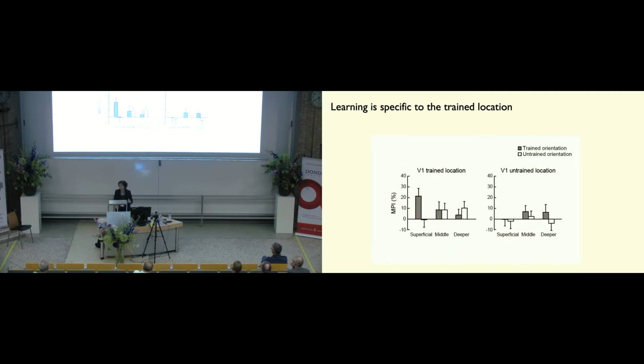Now, a signature of perceptual learning is also the specificity in location. So we also tested that. You see that the effect in the superficial layers is very much specific to the trained location, but not to representations of either the trained or the untrained orientation in an untrained location. So very much a very specific effect that links to what we know about perceptual learning.